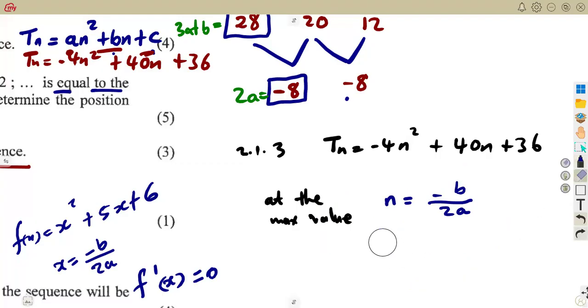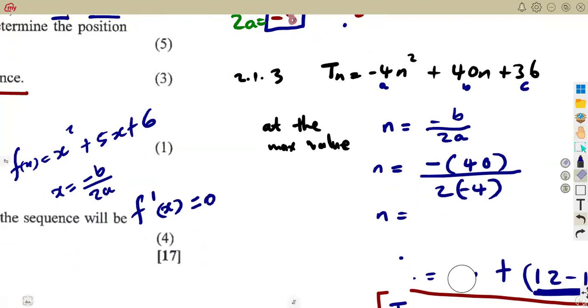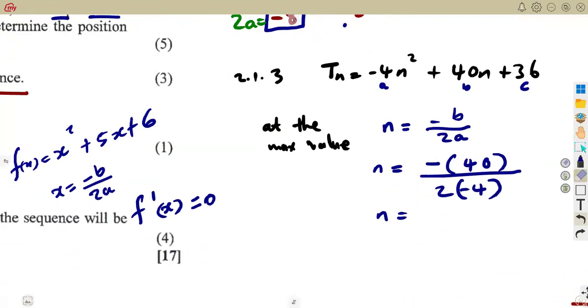All right, let's start with this one. If n is equal to minus b over 2a, remember this is your a, this is your b, this is your c. So therefore, n is equal to minus b, which is the coefficient of n, that's minus 40, over 2 times a. Our a is negative 4, like this. So we are going to obtain the value of n which corresponds to the turning point. In this case, we are referring to the maximum value, so it's the value of n which corresponds to the maximum value.